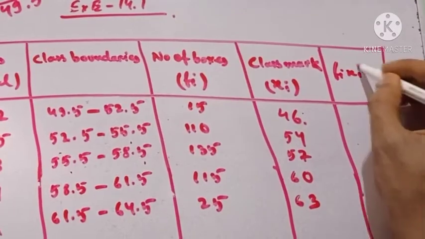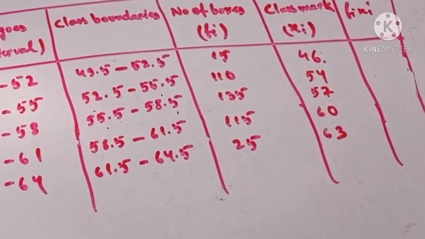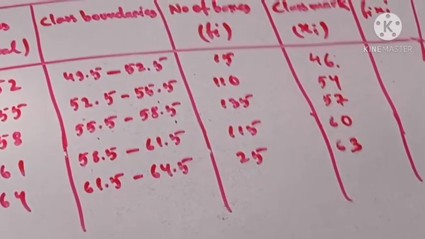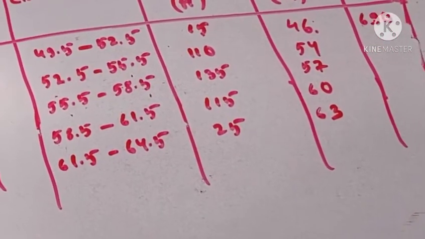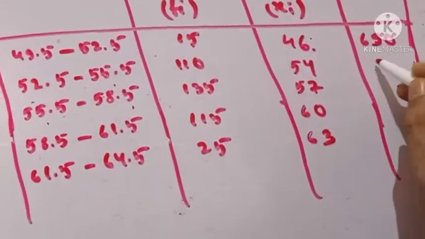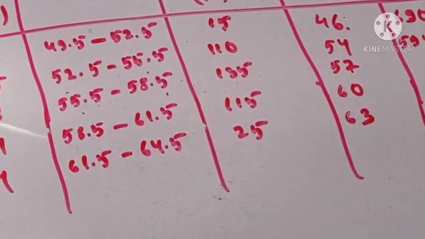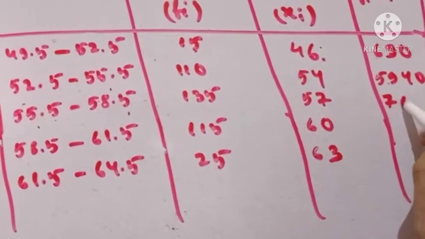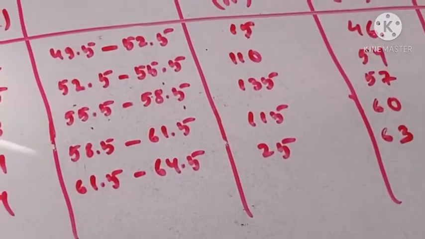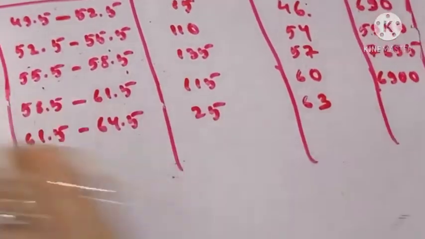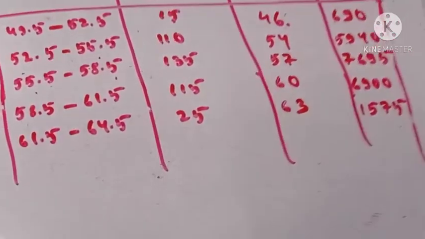Now I will write fi xi, this into this. So 46 into 15, I will get 690. 110 into 54, I will get 5940. 135 into 57, I will get 7695. 60 into 115, I will get 6900. 25 into 63, I will get 1575. Yes, done.